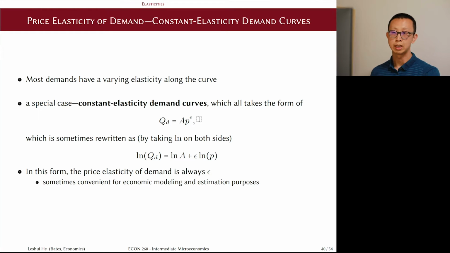And what we do is just to take log on both sides of this function. So on the left-hand side, you end up with log of quantity demanded, and on the right-hand side, we end up with log of this constant A plus epsilon times log of price. And it turns out in this particular form, the price elasticity of demand is always the power on P, which is epsilon.